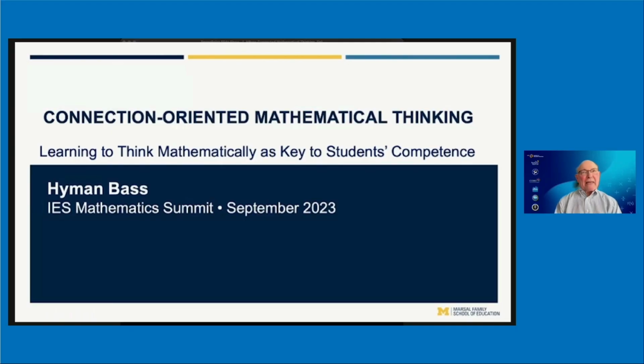I'm a professor of both mathematics and mathematics education at the University of Michigan, and I'm going to speak today about connection-oriented mathematical thinking. So, like many of you, I'm concerned with the performance of mathematics education in this country. Of course, issues of equity and social justice have a lot to do with that, but I also want to focus some attention on the goals of our curriculum itself.